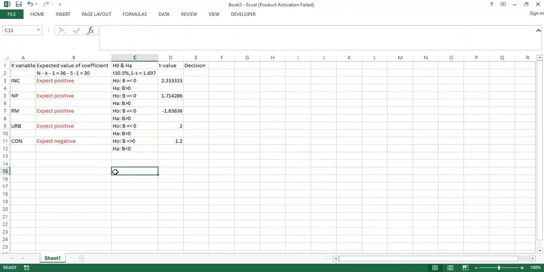So a one-sided test is an instance where our expectation is in one direction. Like in this instance, we're expecting our sign to be positive. So the sign of the coefficient, or the value of the coefficient, we're expecting it to be positive. So in that instance, we're expecting it to be one side.